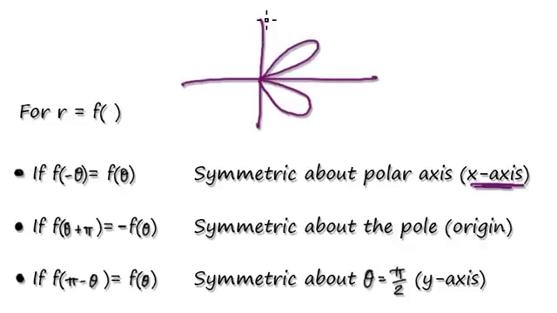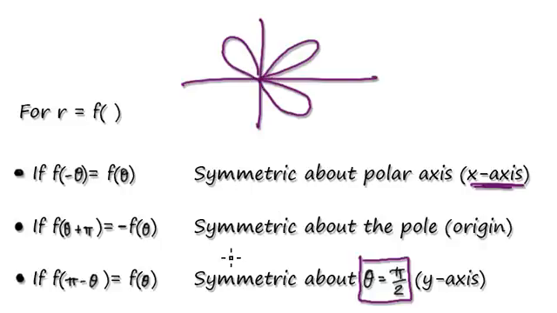And if you know it's symmetrical along the y-axis, or symmetrical along theta equals pi over 2, meaning this, then once you've done your first quadrant, you can just reflect it, and that will immediately give you the other side.